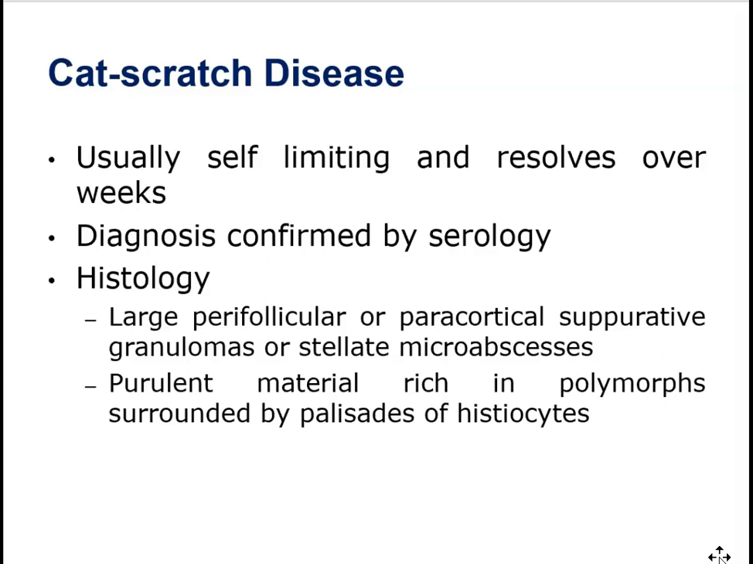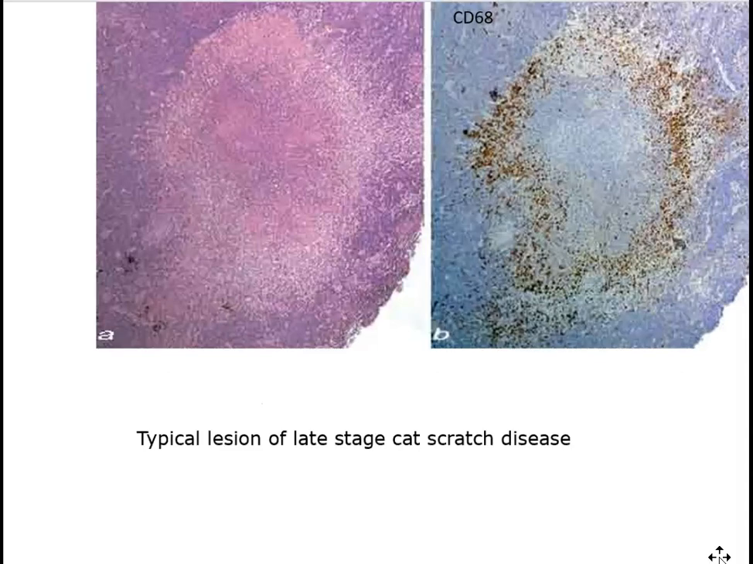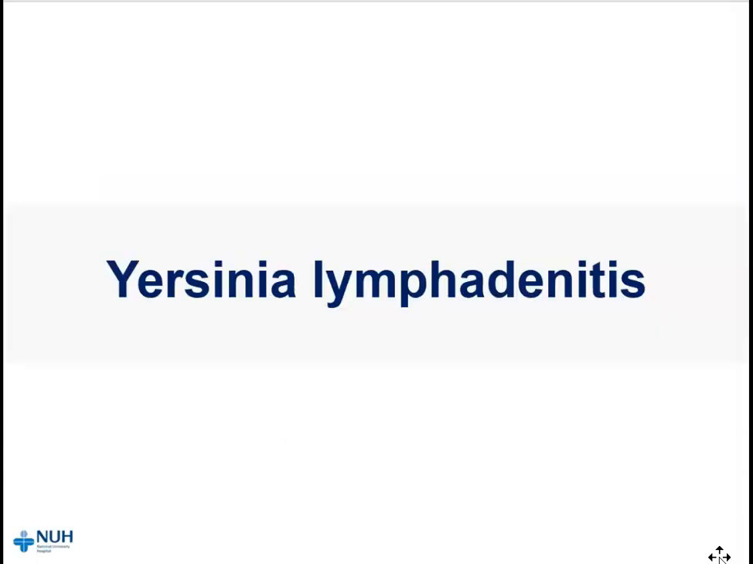On microscopic examination, there are large suppurative granulomas or stellate microabscesses that contain numerous neutrophils which are surrounded by histiocytes. The typical necrotizing granuloma in cat scratch disease features a central focus of necrosis containing neutrophils and is surrounded by CD68 positive histiocytes. The next condition we will consider is Yersinia lymphadenitis.